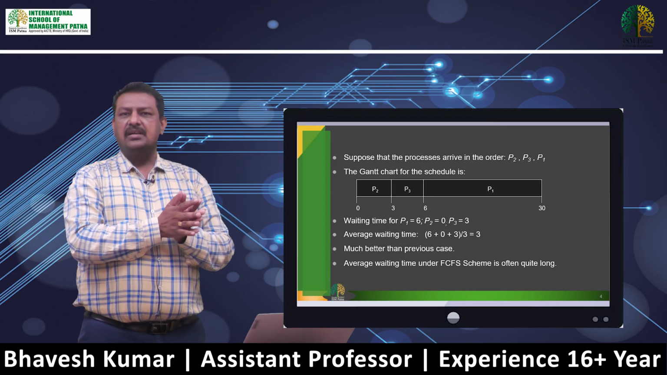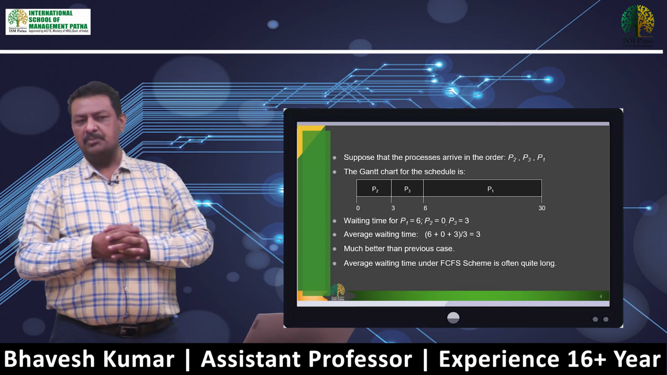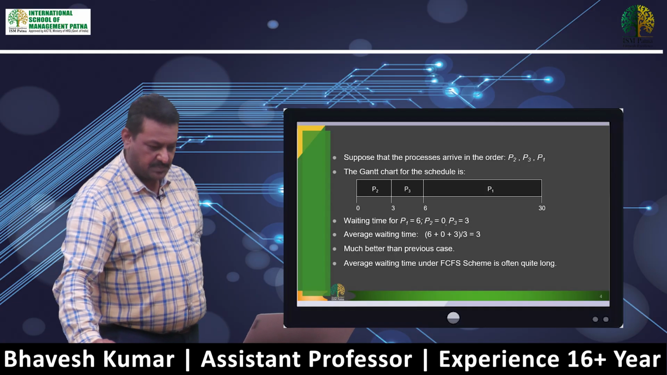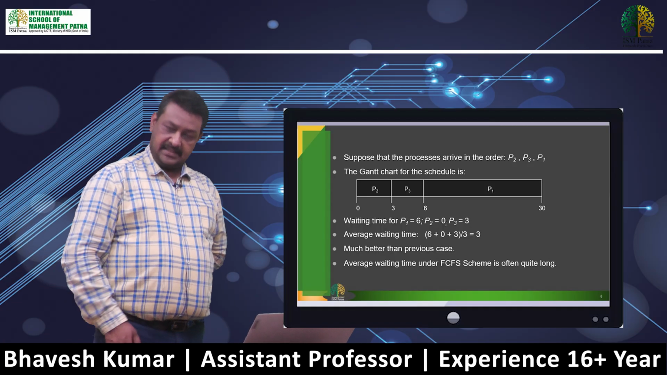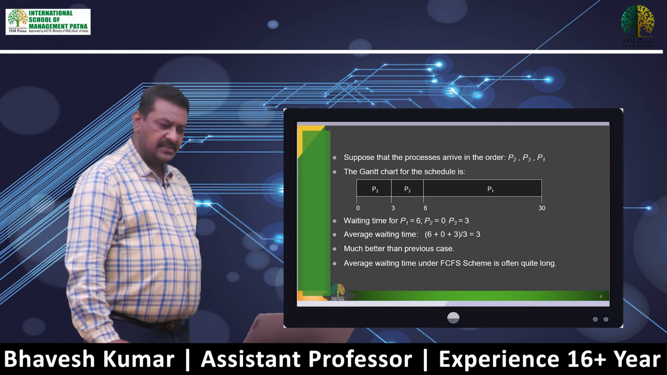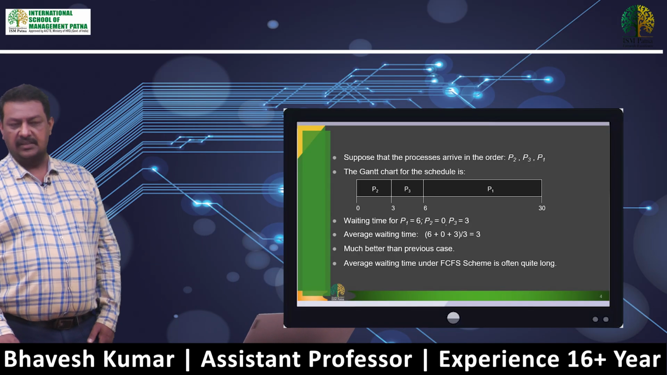And of course, the average waiting time also will be reduced. And here I have shown that the average waiting time has become 3 milliseconds, right? Now, the next one is shortest job first scheduling.